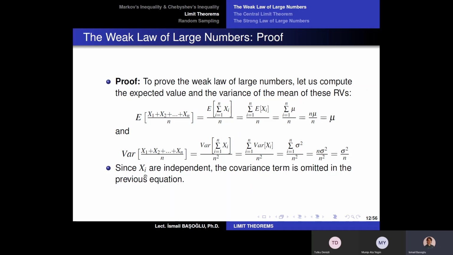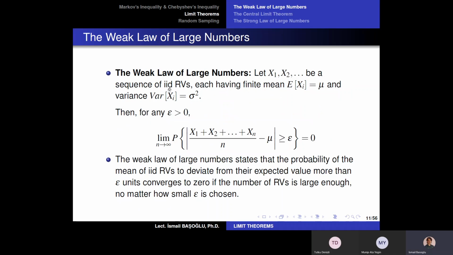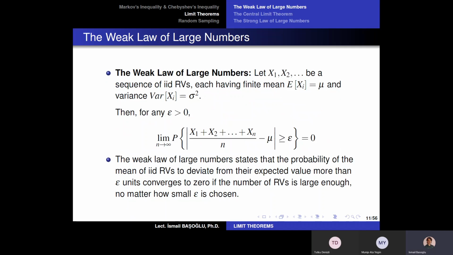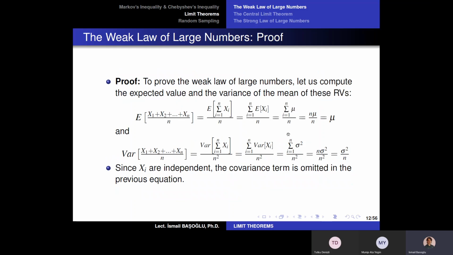And since the Xi are independent, remember, my sequence consists of independent random variables, the variance of the sum will be equal to the sum of the variances. Each random variable in this sequence has the variance of sigma square. If I sum up n sigma square, that is n times sigma square divided by n square. One of the n's in the denominator will cancel out with the n in the numerator. That gives us sigma square over n. So you see, if we have a sequence of random variables which are independent and identically distributed with expected value mu and variance of sigma square, then their average will have the expected value mu and variance of sigma square over n.